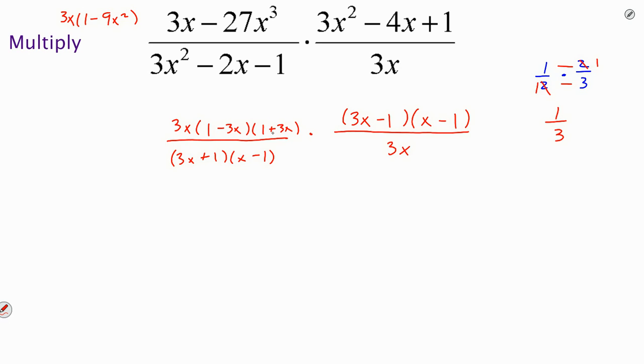Now from here, we're looking for common factors. So let's look at what we have in the numerator and denominator. I see that these 3x's are in common, so I'm going to divide those out. Those are left as 1's. I've got x minus 1, those divide out to be 1. And I also see a 3x plus 1 and a 1 plus 3x. Those are actually the same thing, so they divide out to be 1's. So when I do all of this simplifying, what do I have left? The bottom is a 1, because everything divided out to be a 1. And on the top, I'm left with 1 minus 3x times 3x minus 1.